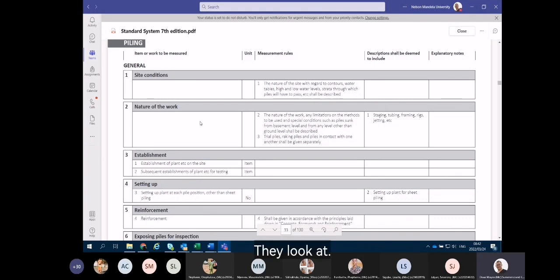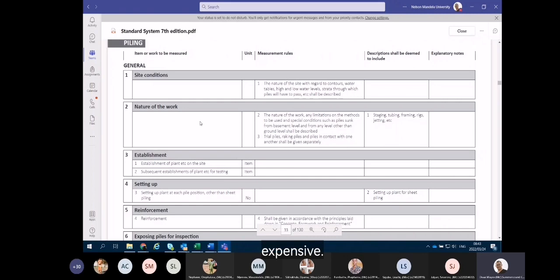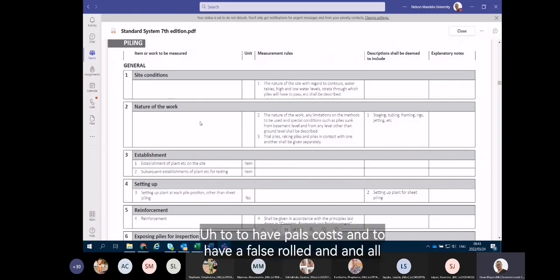So when we look at, very important, clause number 3 on page 20, is the establishment of plant, etc. on the site. Now, as you saw in that animation that I pointed out there, you notice that the machinery that they use for piling appears to be very expensive. It is indeed very expensive to have piles cast and to have piles drilled and all of that. So it's important that we measure for the establishment of the site for each and every pile.